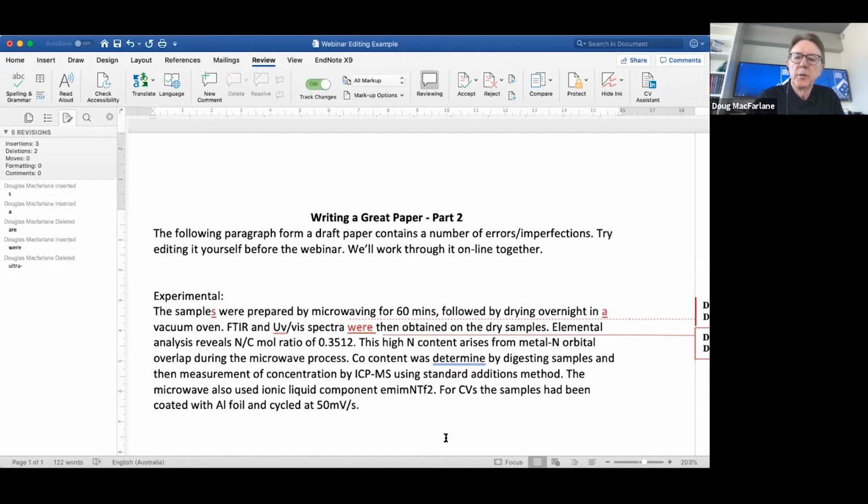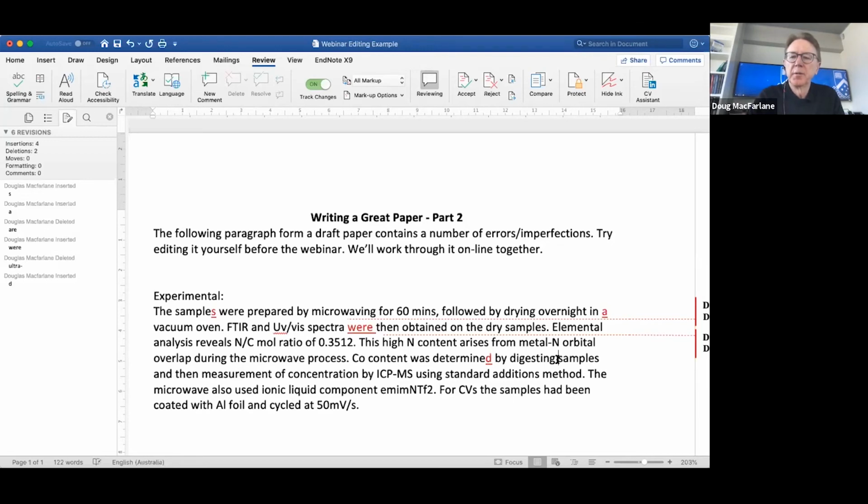"Cobalt content was determined." Now the word is warning us there's a problem here. That's not the right ending for the word determine in the past tense. It would be "was determined." So something has to be fixed there. "Was determined by digesting samples and then measurement of concentration by ICP-MS using standard additions method."